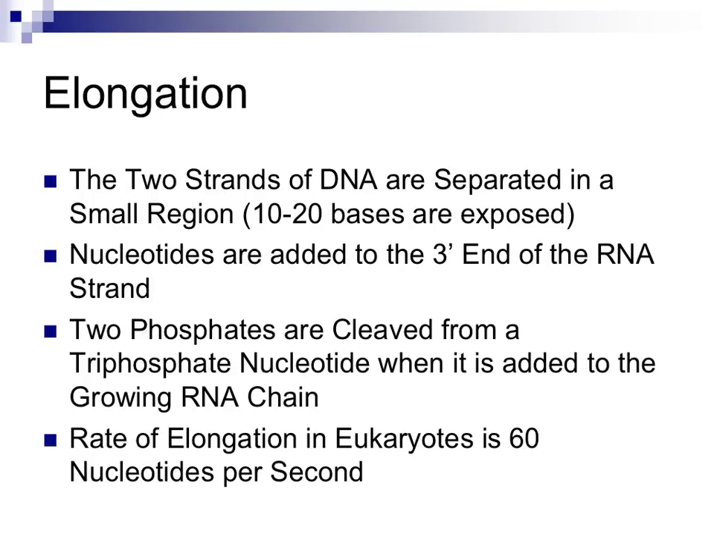Nucleotides are then added to the 3' end of the RNA strand. Again, you're building a strand from 5' to 3'. What will happen is, again, the energy is in the nucleotides that are being added. So as the nucleotide is added to the growing strand, 2 phosphates are cleaved from the nucleotide, and that serves as the energy source for growing the RNA strand. And a little bit of trivia here, the rate of elongation in eukaryotes is roughly 60 nucleotides per second.